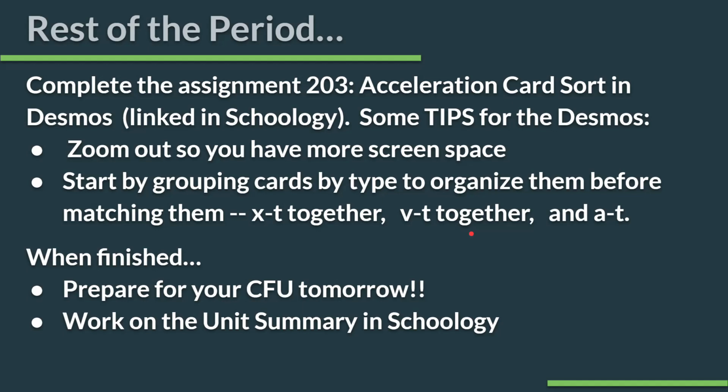Some tips for the Desmos. You're going to want to zoom out, because I'm telling you right now this has more cards than the last one, and so it's going to look really messy whenever you open it up. So zoom out if you can, and then what I would start by doing is the same thing I recommended last time, group the cards by type. So put all of the XT cards together, all of the VT cards together, all of the AT cards together, and then once you have it organized on the screen, it'll be a lot easier to look at.